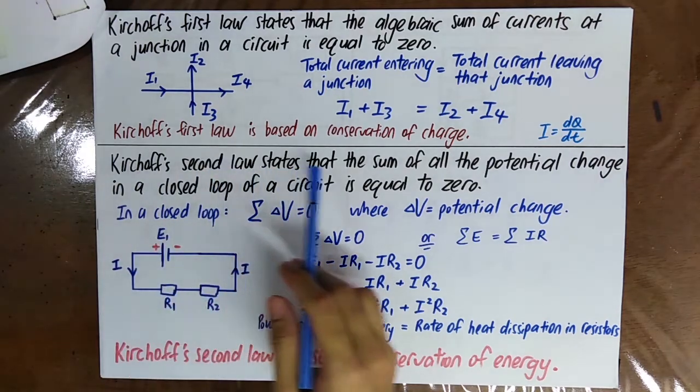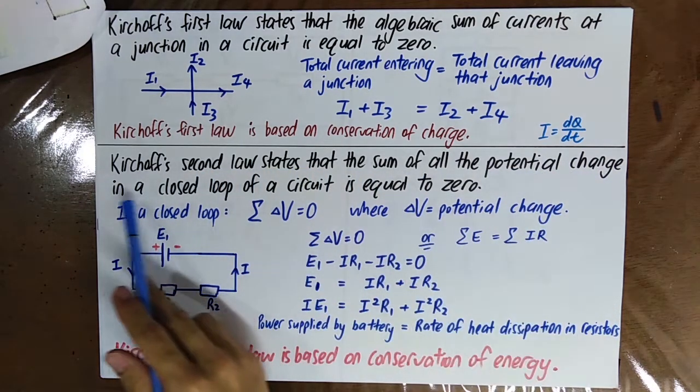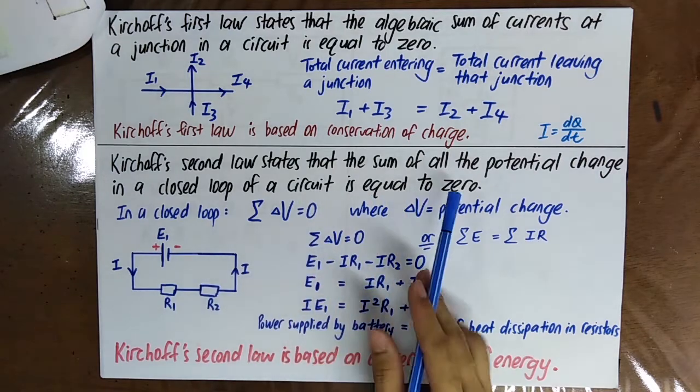Kirchhoff's second law states that the summation of all the potential changes inside a closed loop of a circuit is equal to 0.